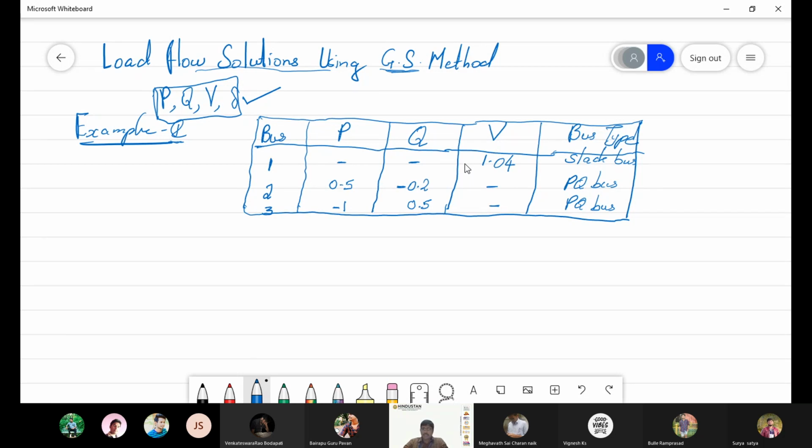Therefore, here the second bus is a PQ bus. So the unknown values are voltage as well as phase angle. See, nowhere did I mention the phase angle, but we need to find the phase angle also. Once you are able to find the voltage, you can easily find the phase angle, since the angle of the voltage gives the phase angle, right? So it will be the easiest thing to find.